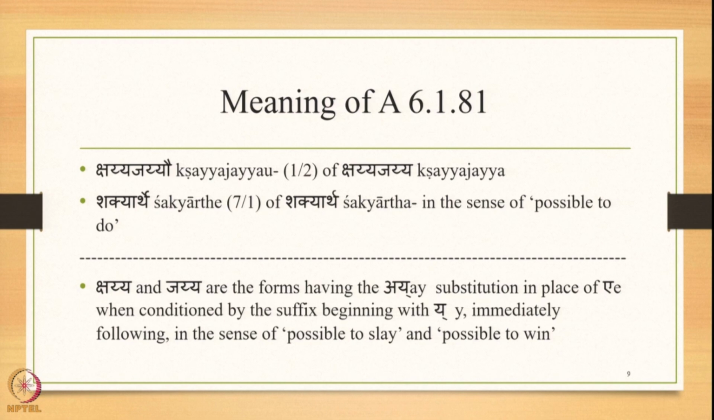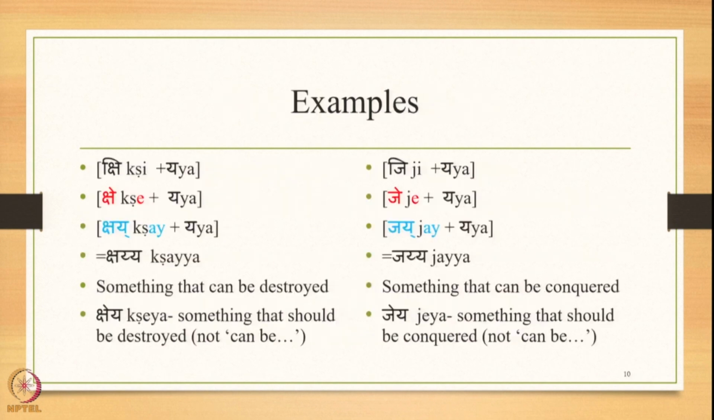Once again, Kshaya and Jaya are the forms having the I substitution in place of A when conditioned by the suffix beginning with y immediately following, in the sense of possible to slay or destroy and also possible to win. Here are the examples.